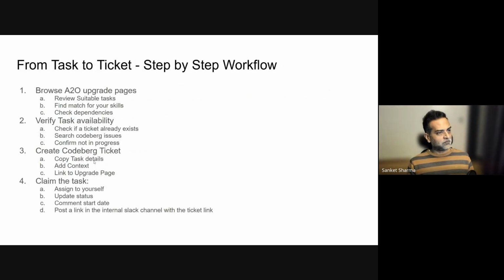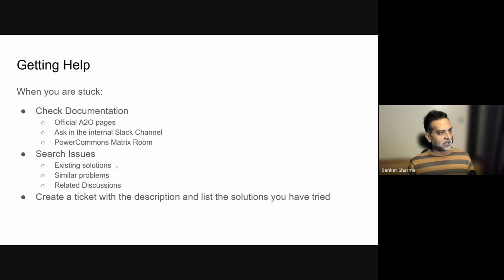When you decide to work on one of those tickets, this is the workflow we discussed: browse through the pages, check if the task is available, if it's not already created or claimed in the issue list. If it's not, then create a ticket for it, assign it to yourself and say you are working on that one. And how to get help if you're stuck. I guess we've already discussed this. And that's the end of my session.